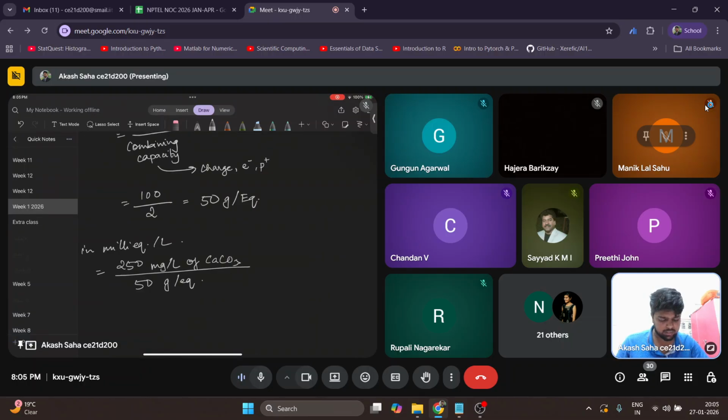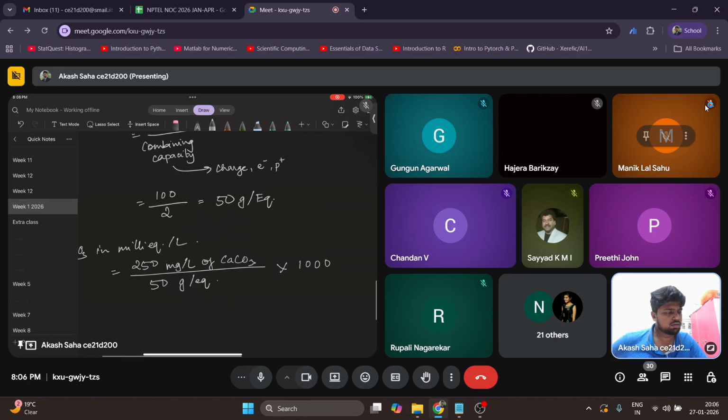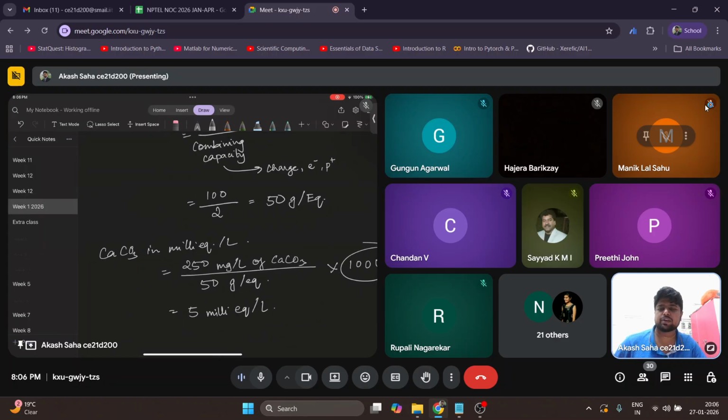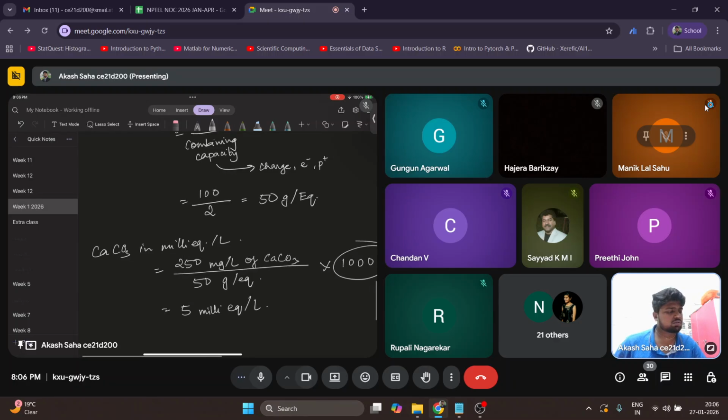Now, to convert milligram to gram, we will just multiply with 1000, to change the gram to milligram. So the final answer will be 5 milli equivalents per liter, because we need the answer in milli equivalents. That's why this factor is coming in. So 250 milligram per liter of CaCO3 divided by 50 grams per equivalence, so 5 milli equivalents per liter.